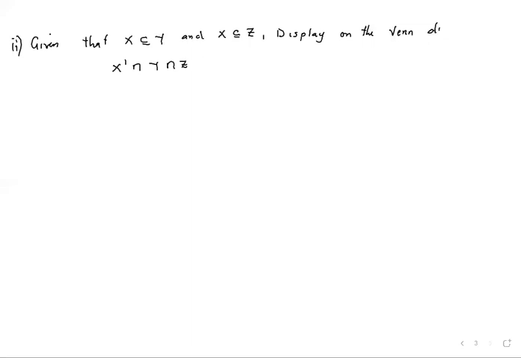Given x is a subset of y, and x is a subset of z, show that x is a subset of y intersection z. Display on the Venn diagram.